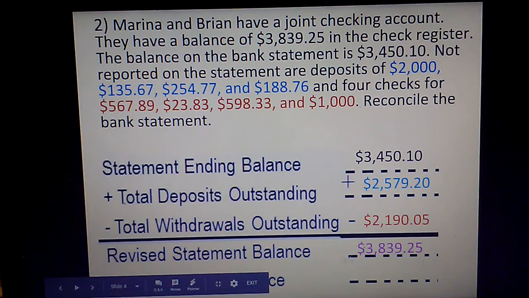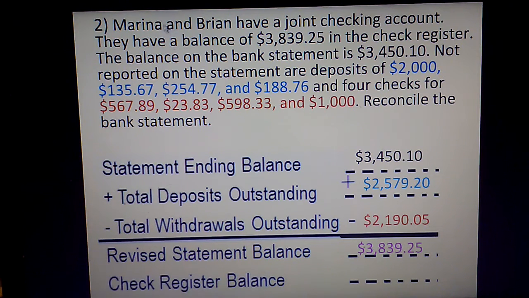$3,839.25. So now we go back and we check what do they have in their check register. This number here, write it down. They match, so it's balanced. It's reconciled.